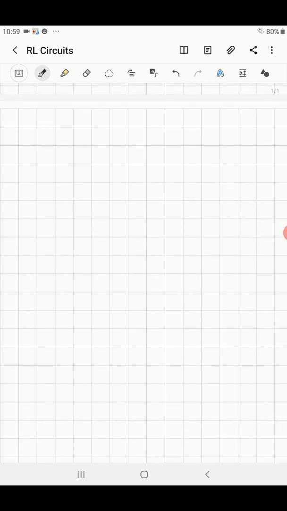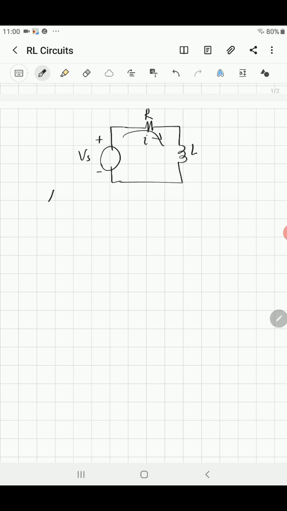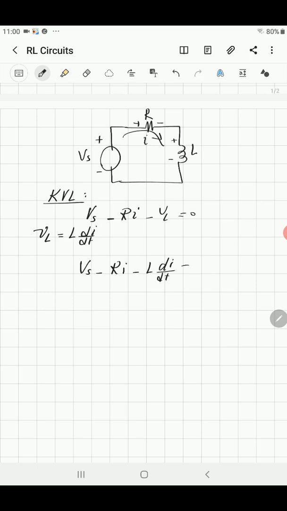To start, let's have a simple circuit to write the differential equation. If you have a resistance R, an inductor L, and a voltage source VS, the current through the circuit is the same: the I in the resistance is the same I in the inductor. To find the differential equation of this system, you write Kirchhoff's voltage law. VS minus the voltage across the resistance, which is RI, minus the voltage across the inductor, is equal to zero. We know that the voltage across the inductor is L dI by dt. So VS minus RI minus L dI by dt equals zero.